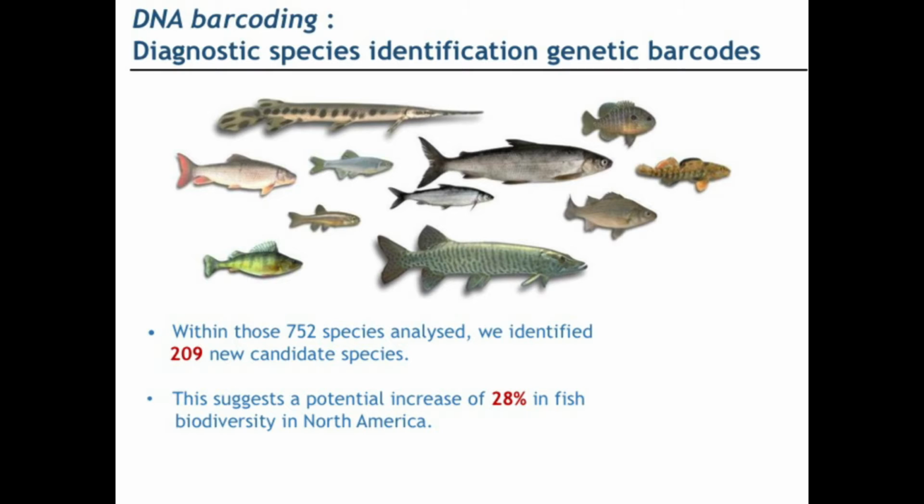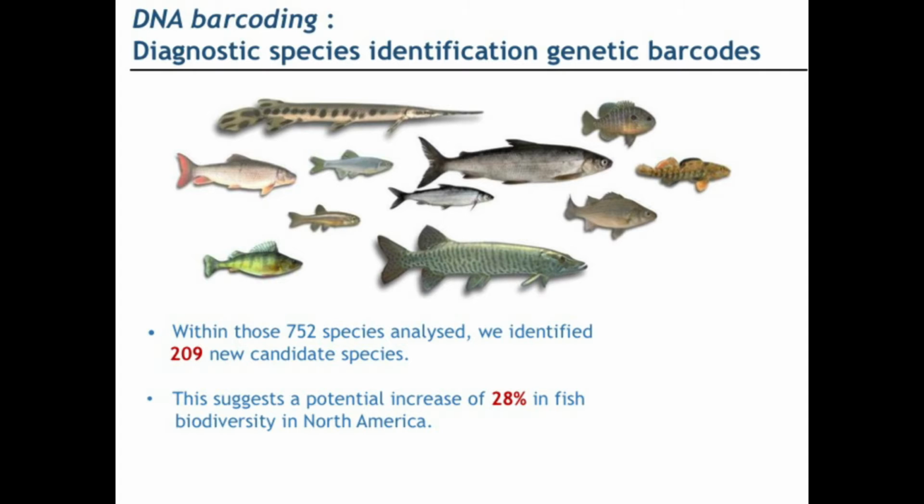So to make a long story short, within those 752 species analyzed, we identified over 200 what we considered new candidate species, in the sense that morphologically, these populations were considered populations within species, based on morphological similarity. When you look at the DNA level, there were lineages within species that were highly divergent from the rest of what was considered the same species.